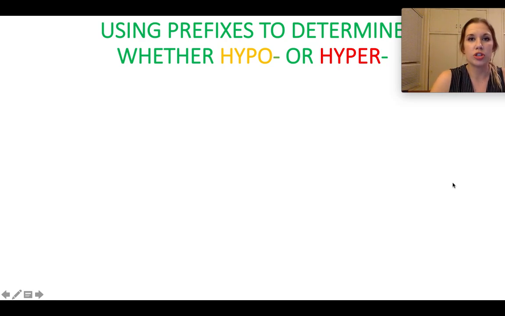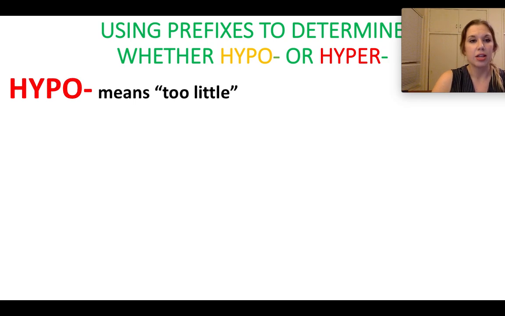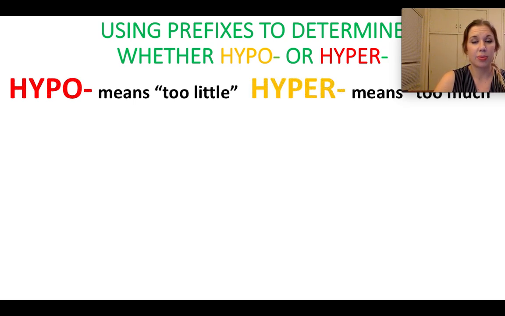All right, so one trick that I'm going to teach you is how to use the prefixes hypo and hyper to determine whether we're looking at a hypotonic solution or a hypertonic solution. The prefix hypo means too little, all right? And the prefix hyper means too much. If you're hyperactive, you're overactive, you're doing too much. That's how you always remember the word hyper. Hyper, too much; hypo, too little.